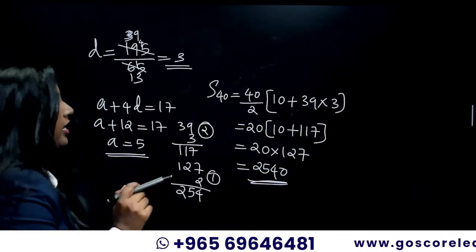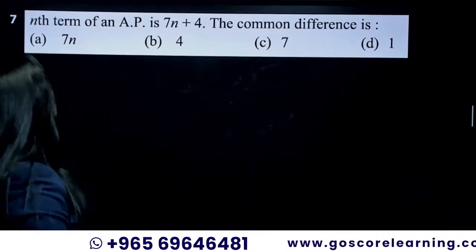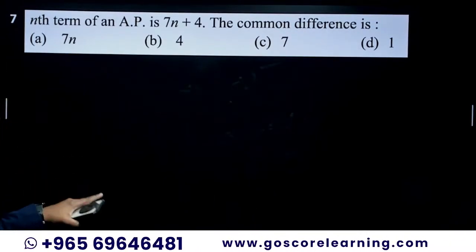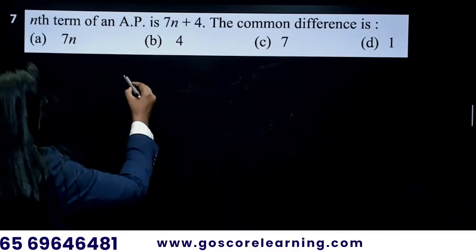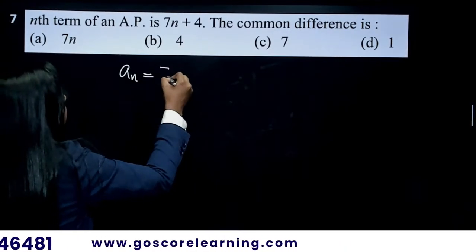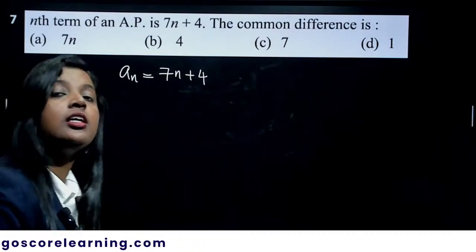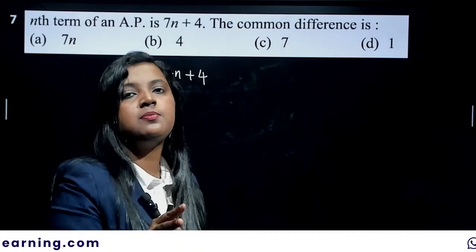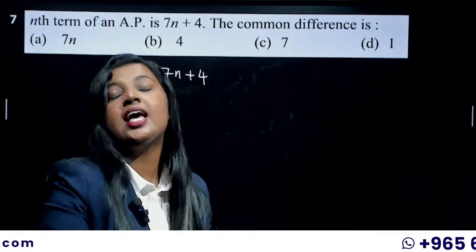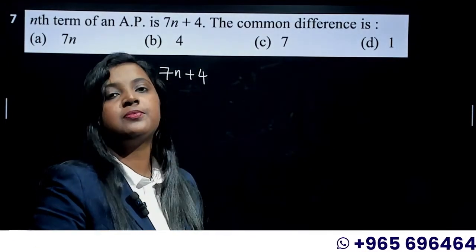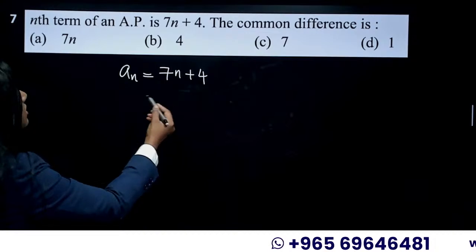Yeah, okay, got it. Now the next question is, nth term of an AP is 7n plus 4. The common difference. So nth term means an. An is given as 7n plus 4. You need to find the common difference. If you need to find the common difference, you must know any two terms, the consecutive terms of the AP, so that you can subtract them to get the common difference. So an is equal to 7n plus 4.